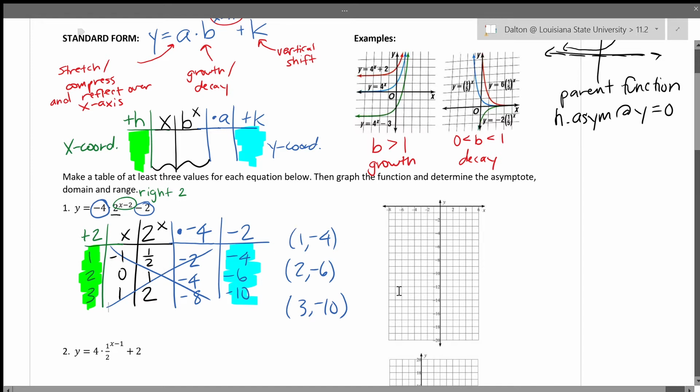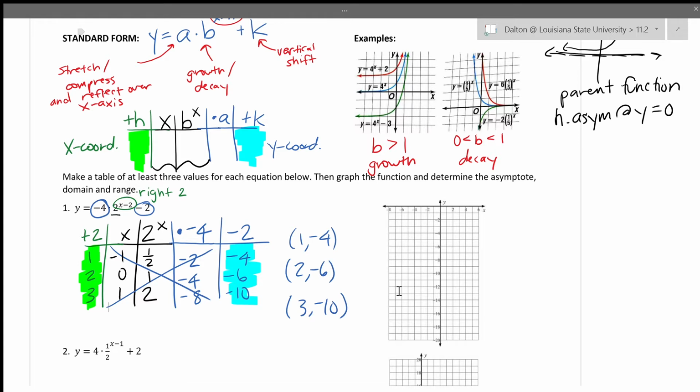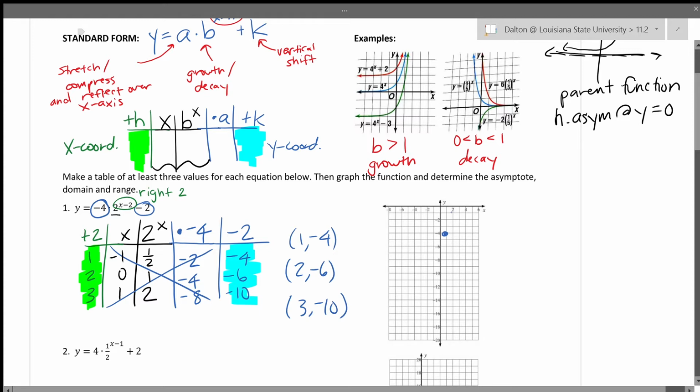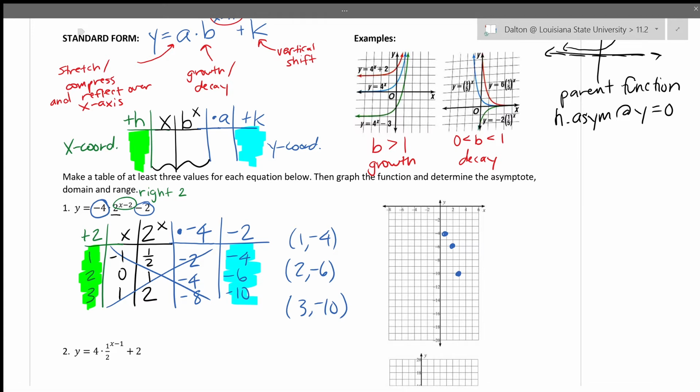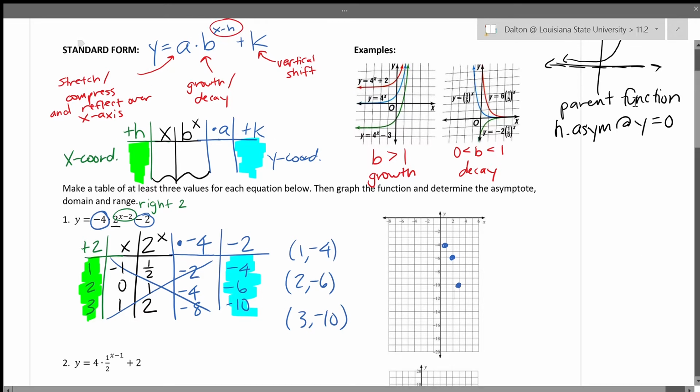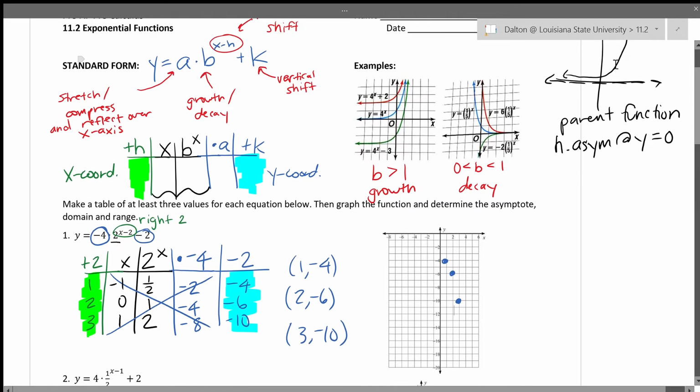Before I graph these, well, let's graph these points first because we haven't talked about an example with asymptotes yet. 1, -4, so the 1 to the right, down 4. 2, -6. 3, -10. So I know those 3 points for sure are on the exponential curve. Let's talk about an asymptote. So we said earlier in the parent function, your asymptote is y equals 0.